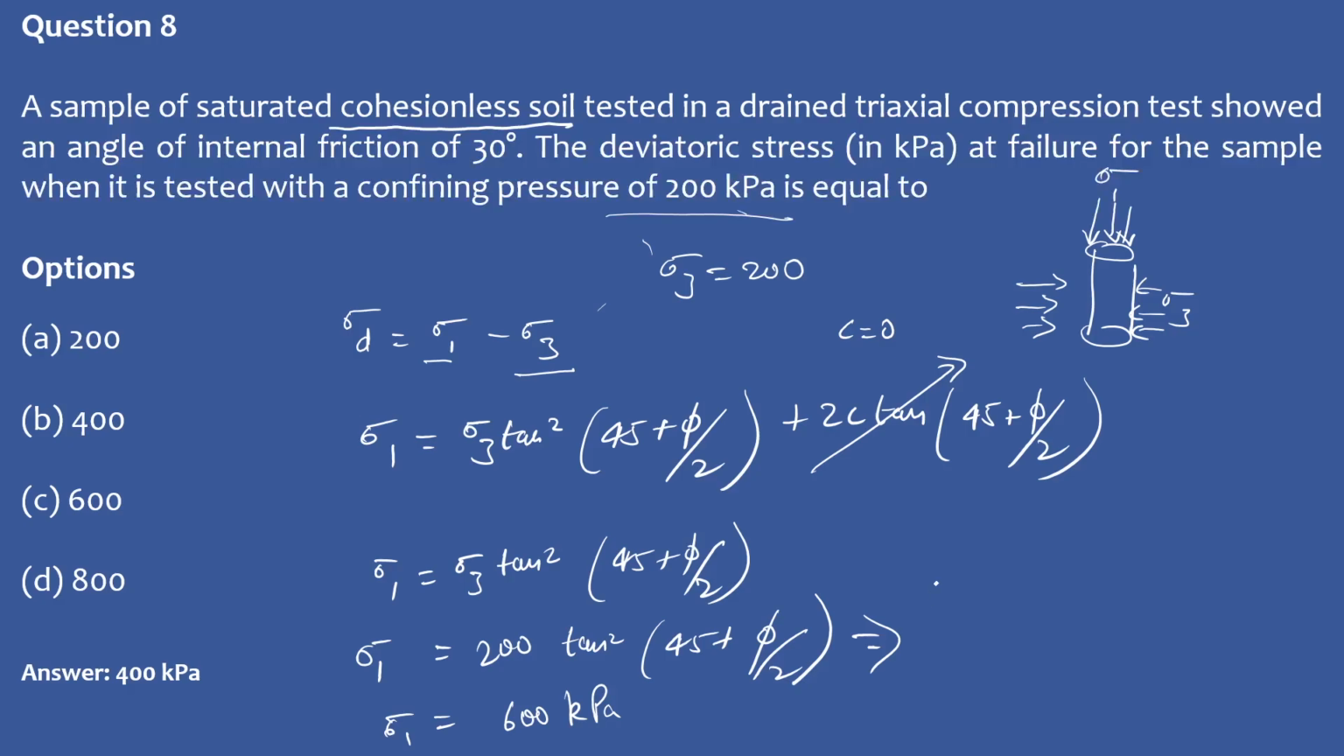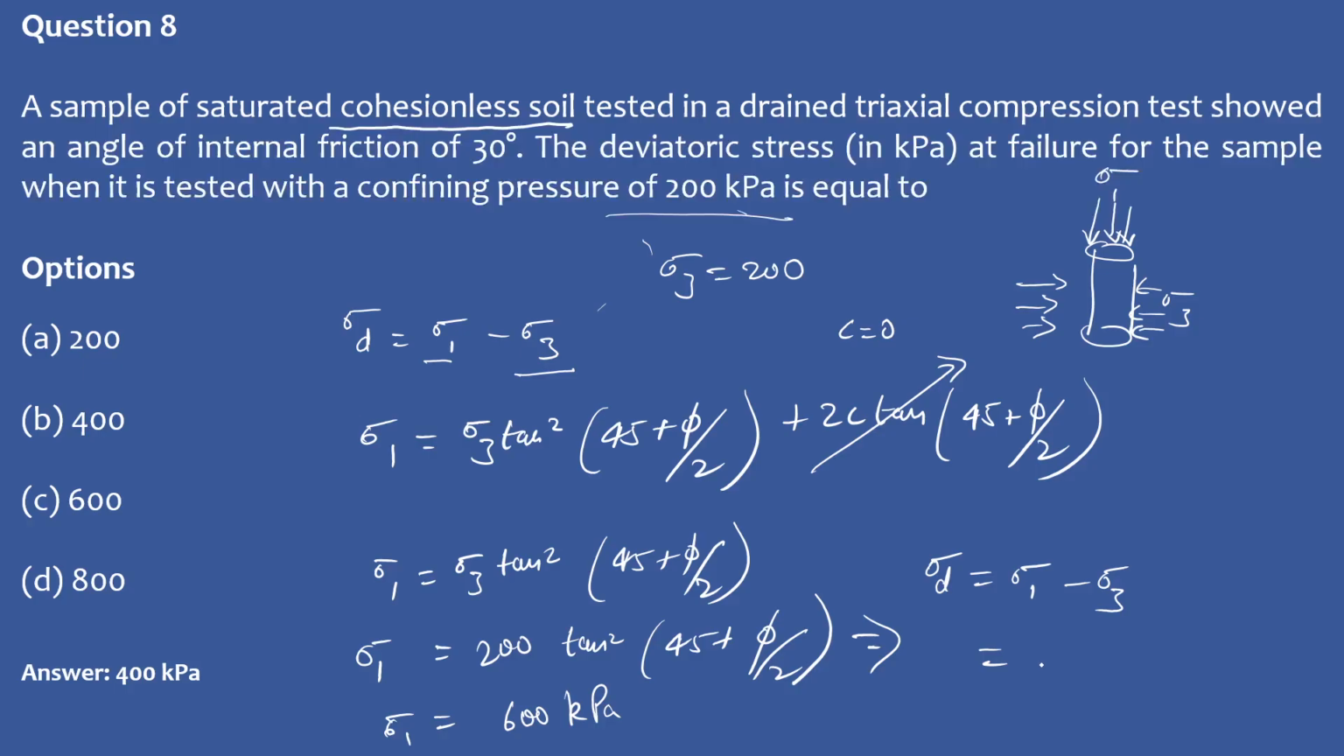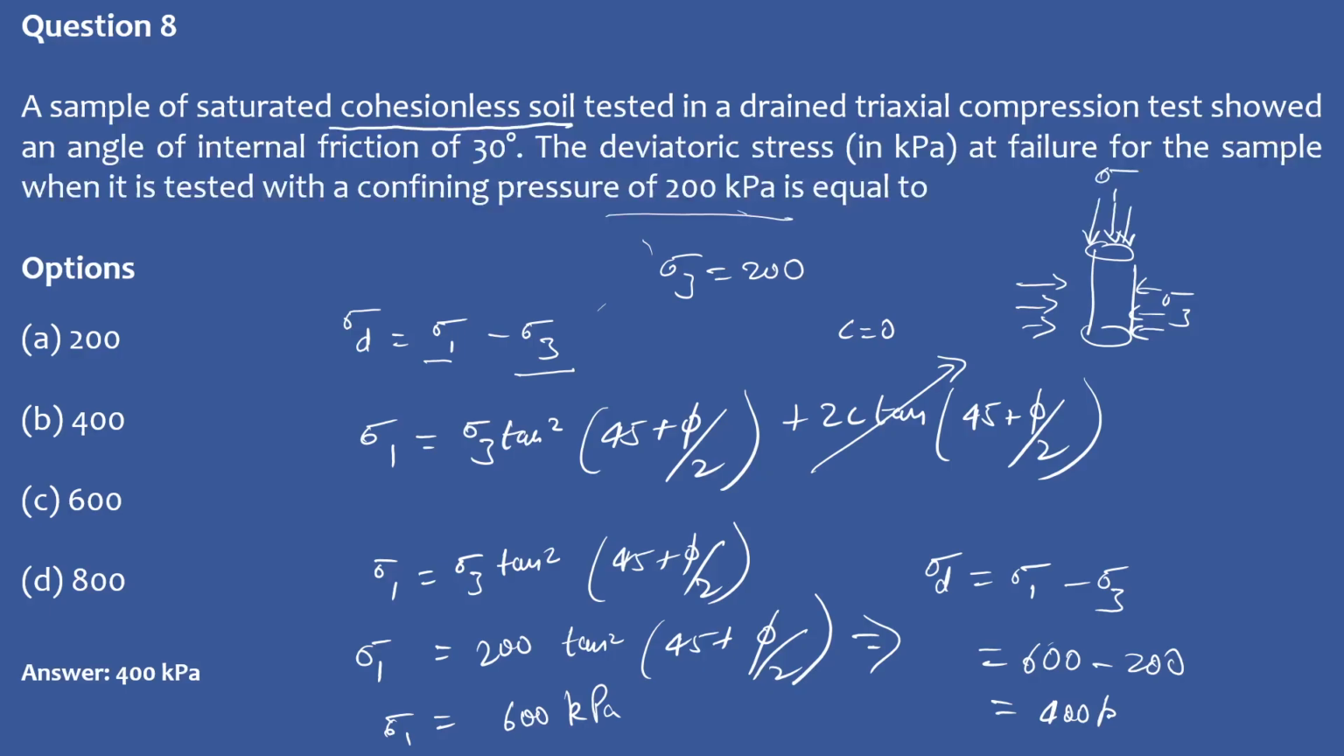And then your deviatoric stress, sigma d, is given by sigma 1 minus sigma 3. Your sigma 1 is 600, which we have calculated, and your sigma 3 is 200. So your sigma d is basically 400 kPa, right? So that's your answer. For question number 8, the correct answer is sigma d equals 400 kPa.